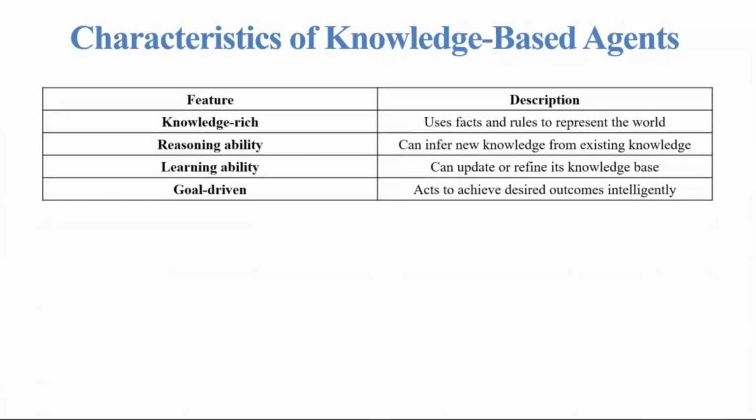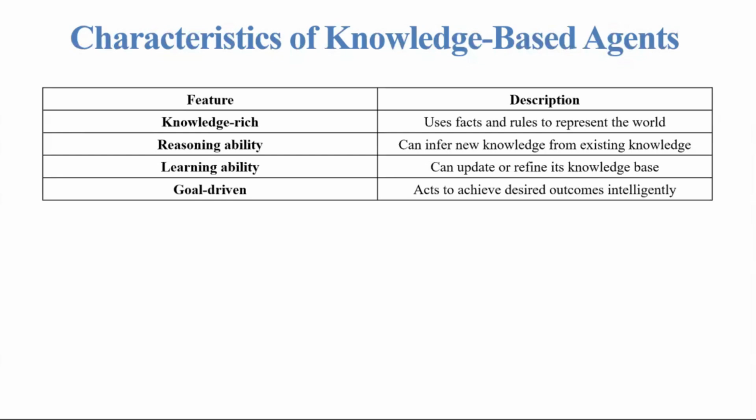The first advantage of a knowledge-based agent is that it can explain its reasoning. This is one of the biggest strengths compared to many modern AI models. For example, suppose a medical AI recommends that a patient may have a viral infection. If the doctor asks, "Why did you come to this conclusion?" the AI can explain its reasoning step by step.